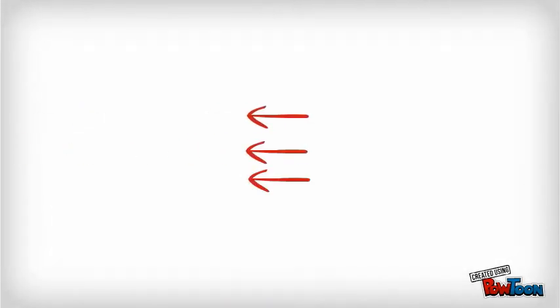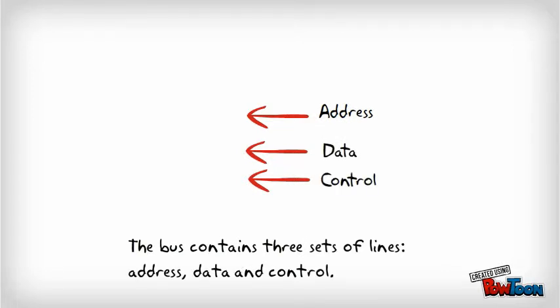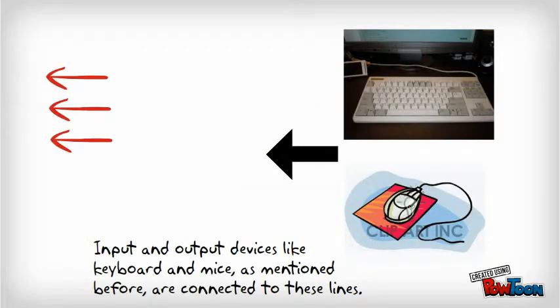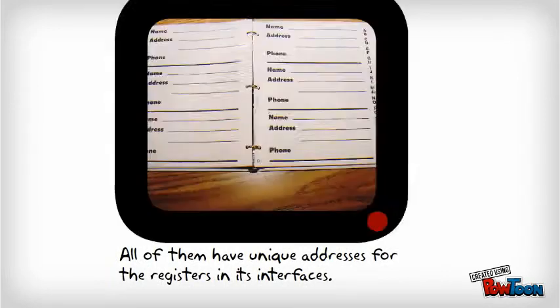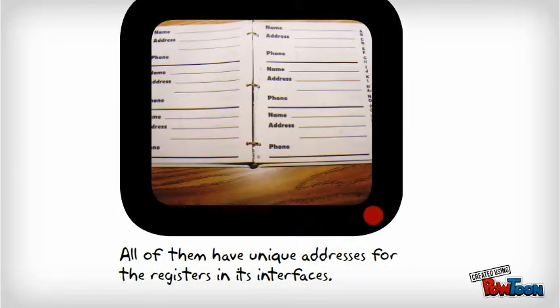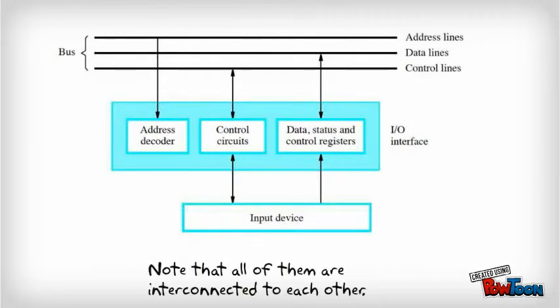A bus contains three sets of lines: address, data, and control. Input and output devices like keyboards and mice, as mentioned before, are connected to these lines. All of them have unique addresses for the registers in its interfaces. This is how a bus looks like. Note that all of them are interconnected to each other.